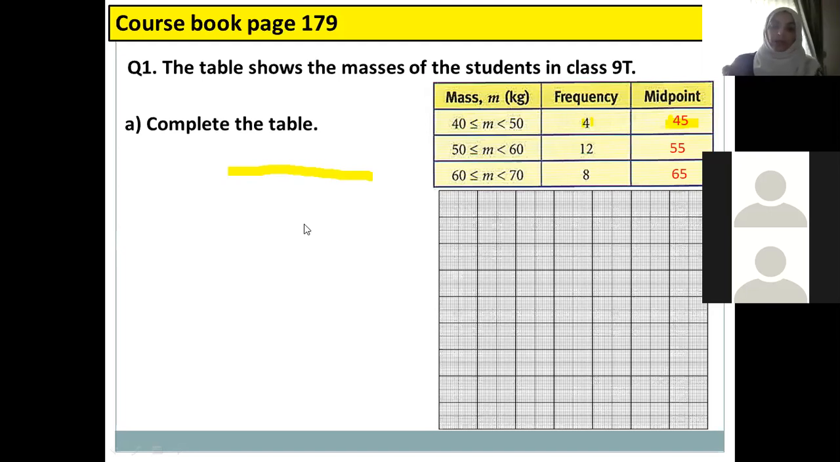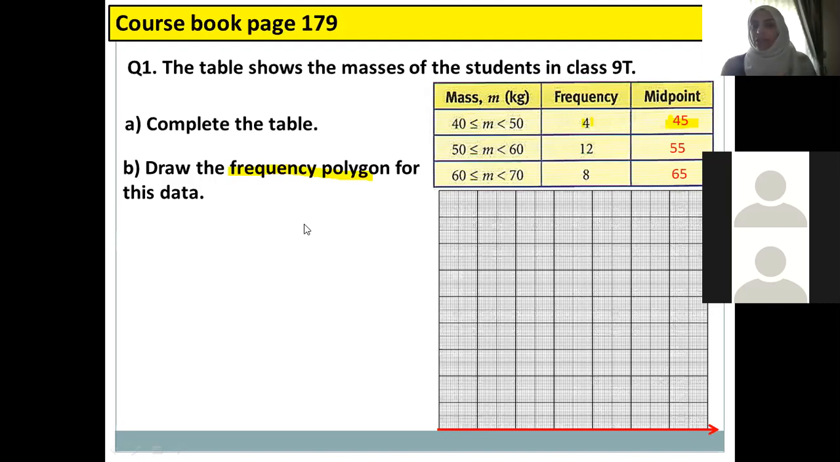Let's talk about it. They want you to draw a frequency polygon for the data. The first issue we need, of course, you should write a title. The title is the same title that we have: masses of students in class 9. We should label the axes, and we should use something called a sensible scale. I told you we would talk about sensible scale. Here at the bottom we used 40, 50, 60, 70, 80 because it relates to the class intervals that we have.